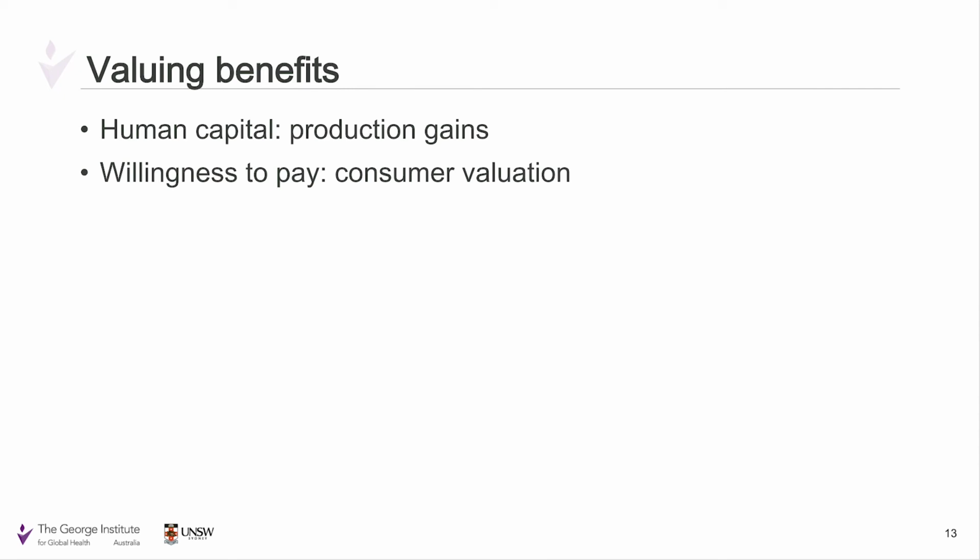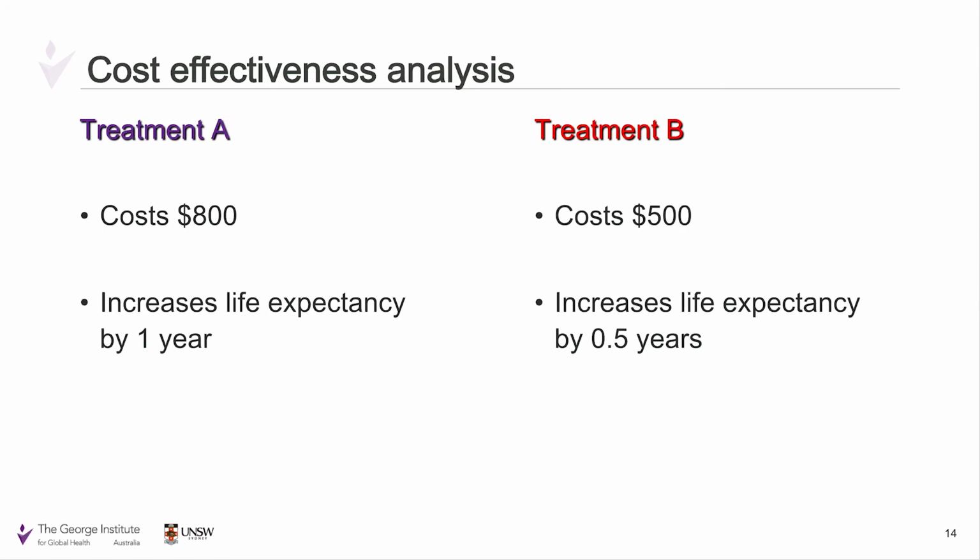So I've gone through the four main approaches: cost minimization analysis, cost effectiveness analysis, cost utility analysis, and cost benefit analysis. And as I mentioned, cost effectiveness analysis is probably the most commonly used in the healthcare setting. I'll now just go through a few slides just to explain how the findings of a cost effectiveness analysis are presented and how they might be interpreted.